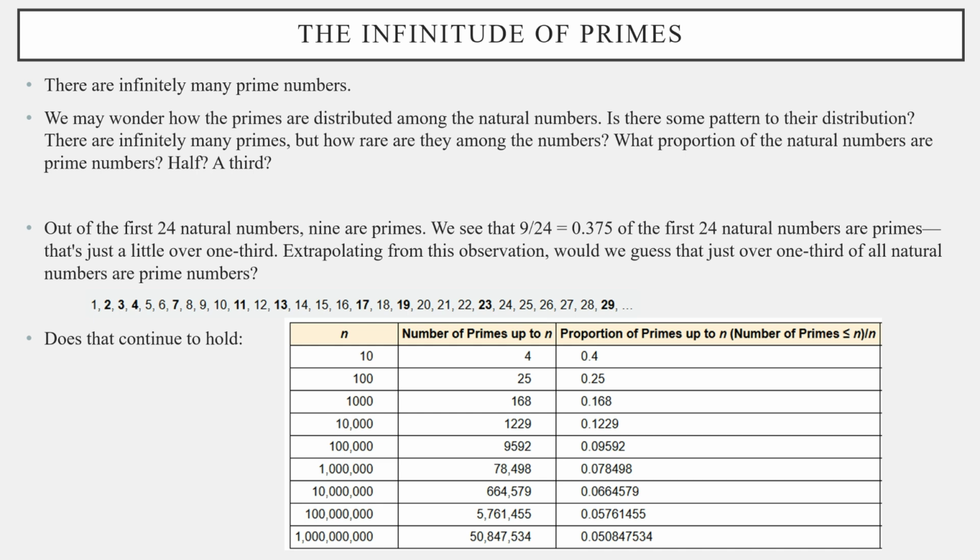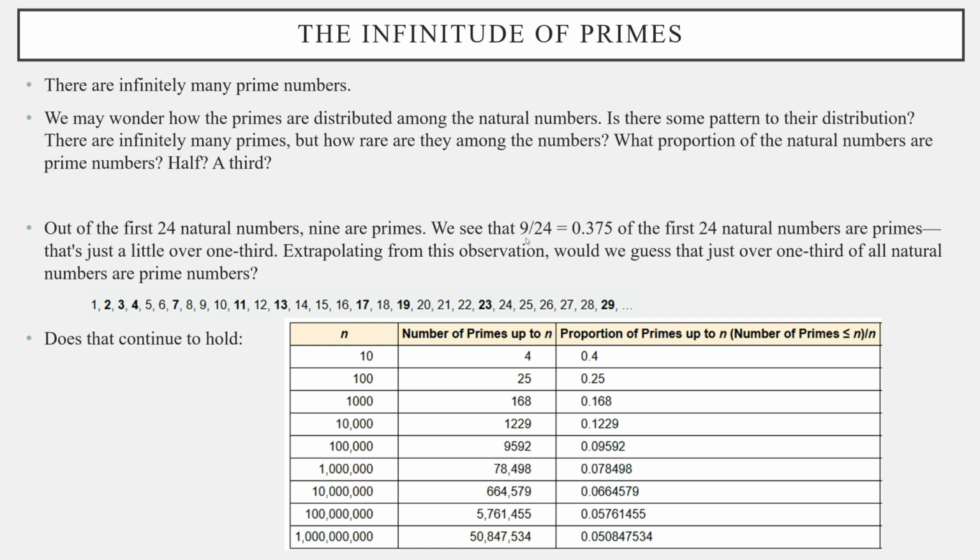Is it a half? Is it a third? I mean, I don't know, right? So if you look at the first 24 natural numbers, 9 are primes. Look at the first 24: the numbers 2, 3, 5, 7, 11, 13, 17, 19, 23. 9 of them are prime.